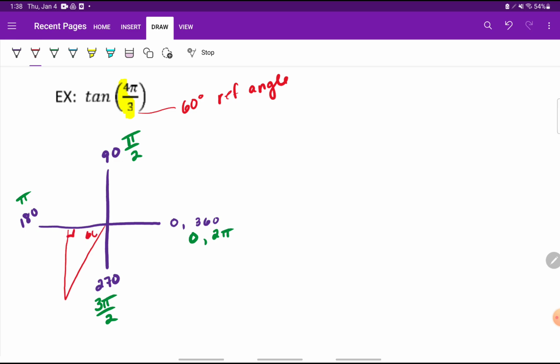Got my 60-degree reference angle. I know that square root of 3 over 2 is across from that 60-degree reference angle, and then 1/2 is across from my 30-degree reference angle. Since we're in quadrant 3, both the x and the y value are negative. And then I need tangent.